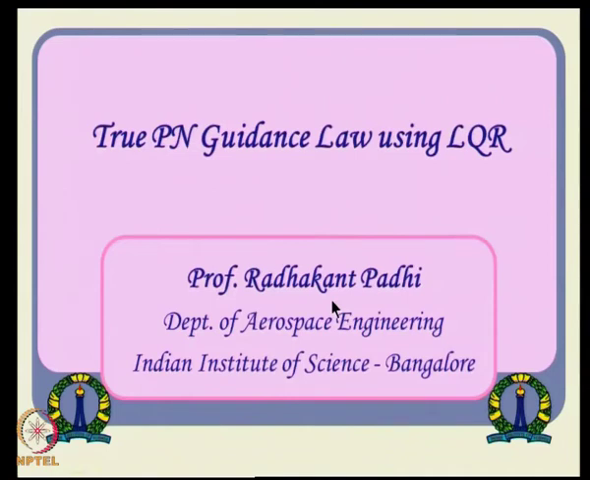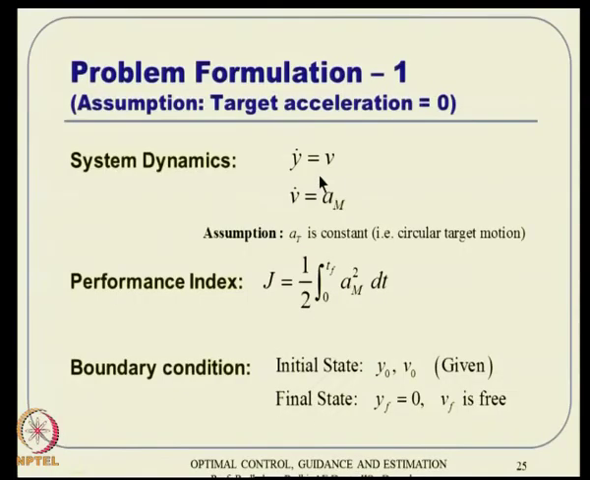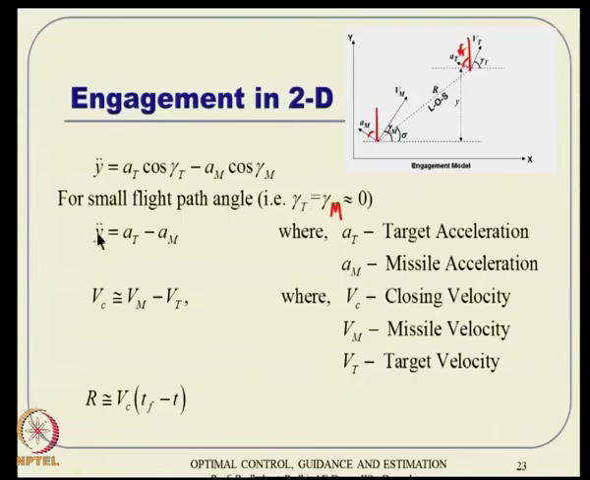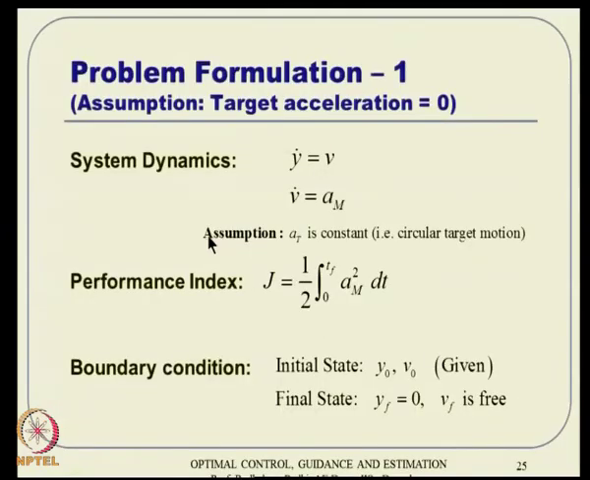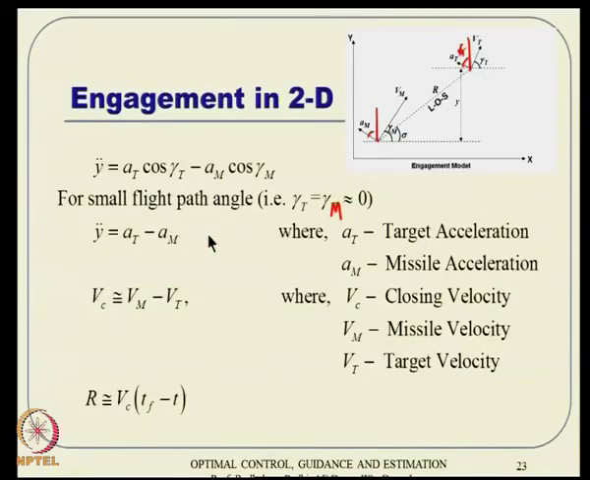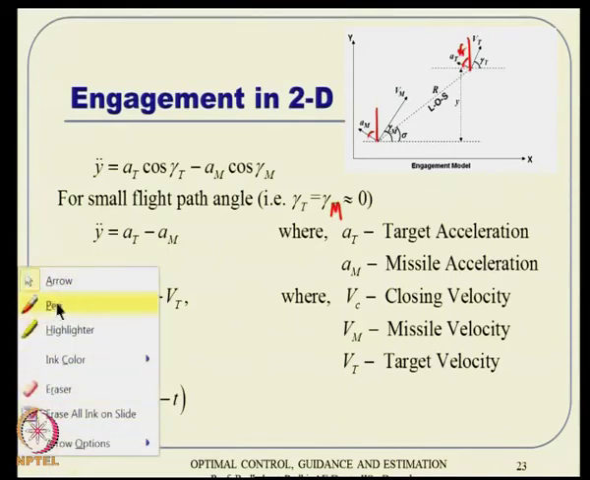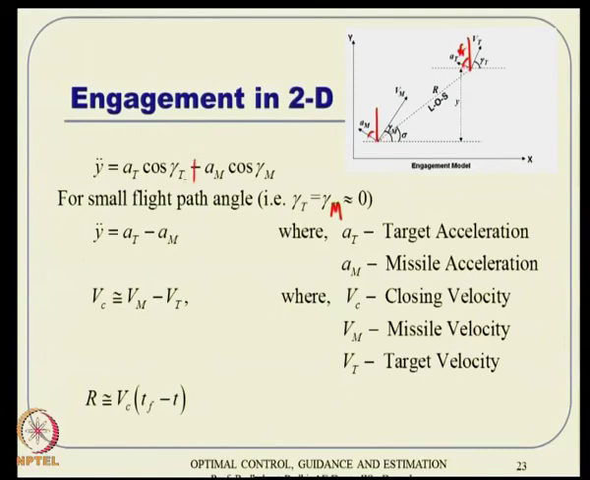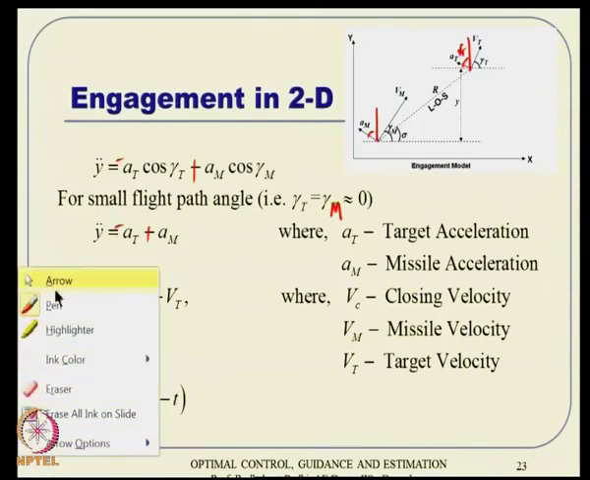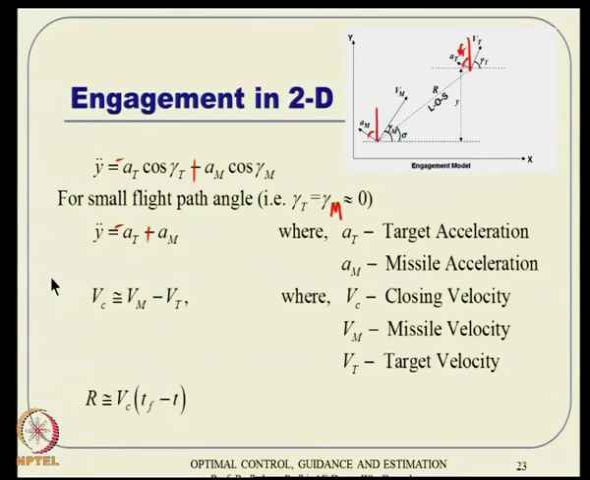Now, let us quickly derive this true PN guidance using LQR. So, the system dynamics is, remember, y double dot is AT minus AM. Okay, let us have a small correction here. For our formulation purpose, we will make it compatible: y double dot is AM minus AT. So, we will have plus AM minus AT. That makes our life easier for the derivation.